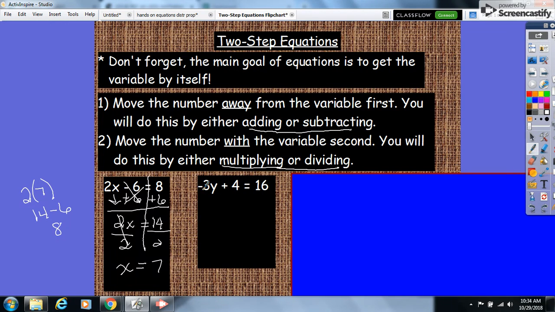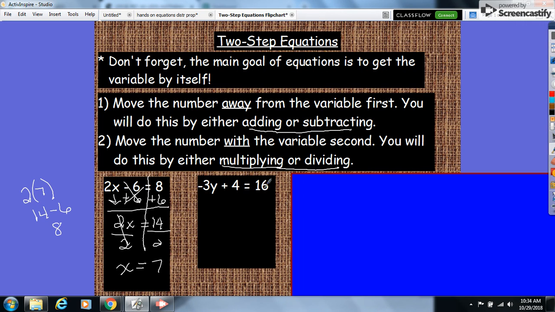This one right here says negative 3y plus 4 equals 16. To begin solving this, the operation being shown is addition. So the opposite of that is going to be subtraction. So I'm going to subtract 4 from both sides. That eliminates these. I'm going to bring down this negative 3y. Do not forget to carry that negative. It's super important.